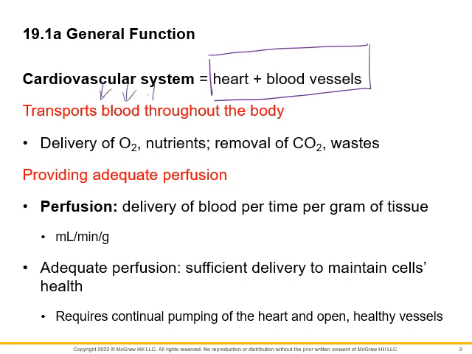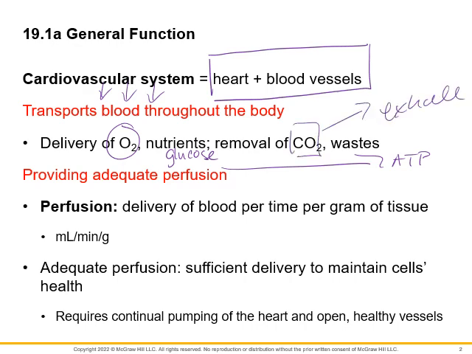And hopefully we remember that the main goal of the cardiovascular system is to transport blood through the body. Remember, we need oxygen and we need nutrients. We're going to make ATP, right, so that we can carry out cellular functions. We also need to remove our waste. So these are things we're going to exhale.